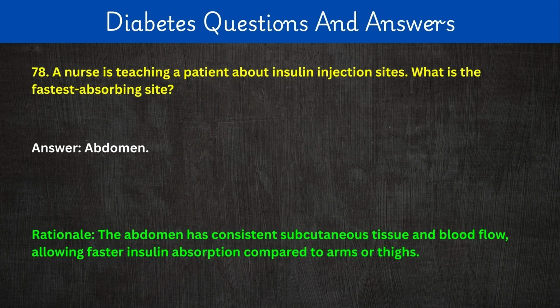78. A nurse is teaching a patient about insulin injection sites. What is the fastest absorbing site? Answer: Abdomen. Rationale: The abdomen has consistent subcutaneous tissue and blood flow, allowing faster insulin absorption compared to arms or thighs.